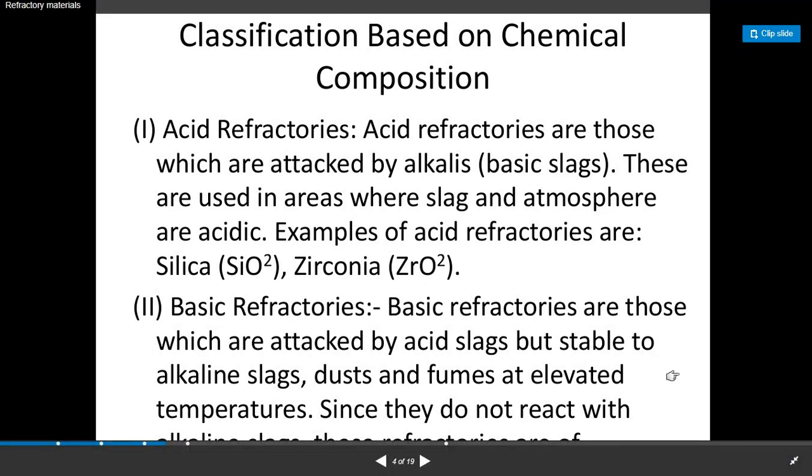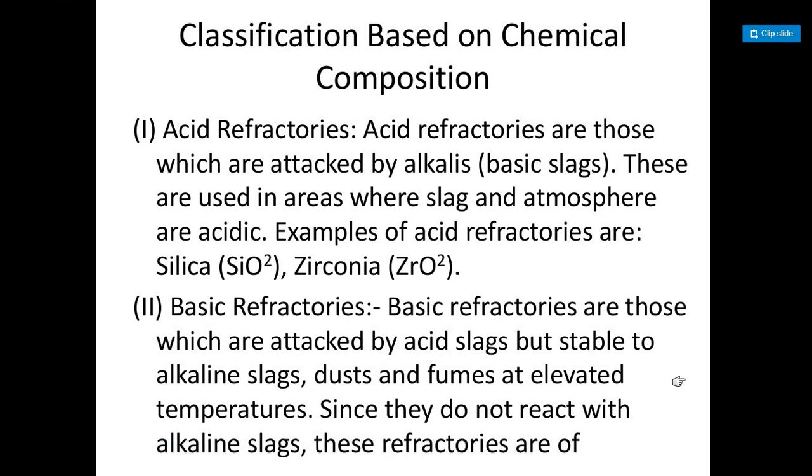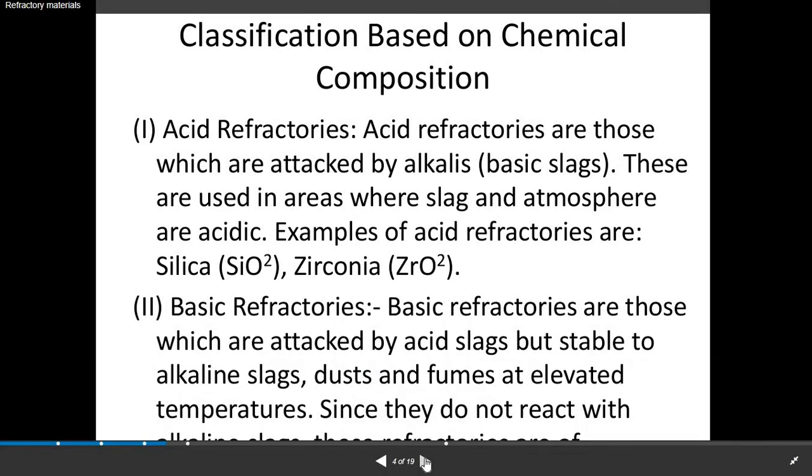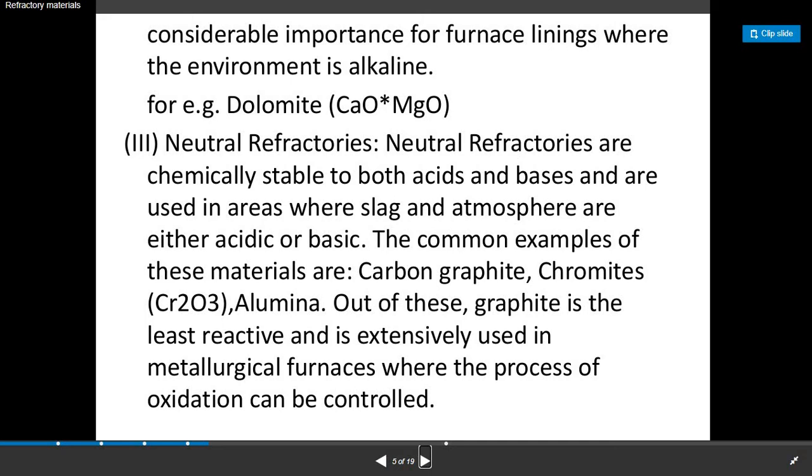Basic refractories are those which are attacked by acid slags but stable to alkaline slags, dusts and fumes at elevated temperatures. Since they do not react with alkaline slag, these refractories are of considerable importance for furnace lining where the environment is alkaline. An example of basic refractory is dolomite.